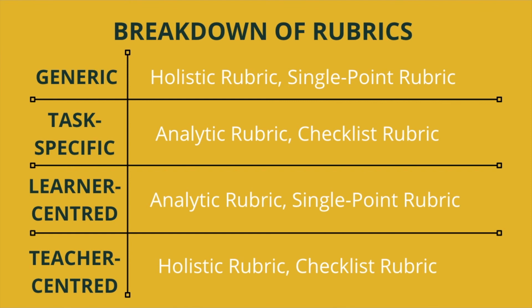If you're looking for more of a task-specific rubric, you're going to want to opt for the analytic rubric or the checklist rubric. If you want your rubric to be learner-centered and actually consult your learners in the creation of your rubric, you might want to opt for the analytic rubric or the single point rubric. And if you'd like something to be a little bit more teacher-centered, where you can create it on your own, you can opt for the holistic or the checklist rubrics.